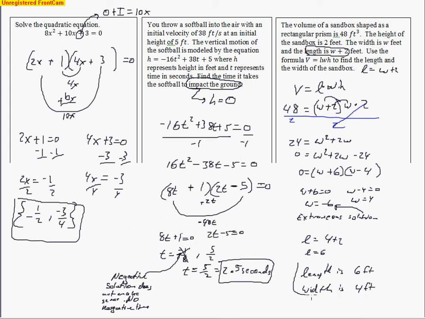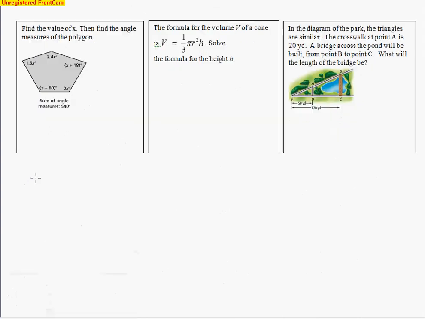So there we have it. So let's move on to the last three problems, a little review here. On this one, we're trying to find x and then find the angle measures of this polygon.